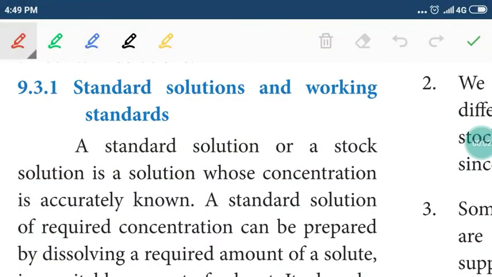Dear students, last class we discussed different concentration terms, that is, how to express the concentration of solutions in different ways. Today we are going to study two important solutions. One is the standard solution, and the other is the working standard. The word standard solution is common in the laboratory.